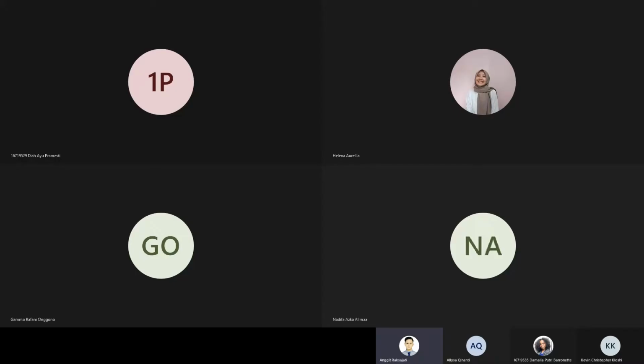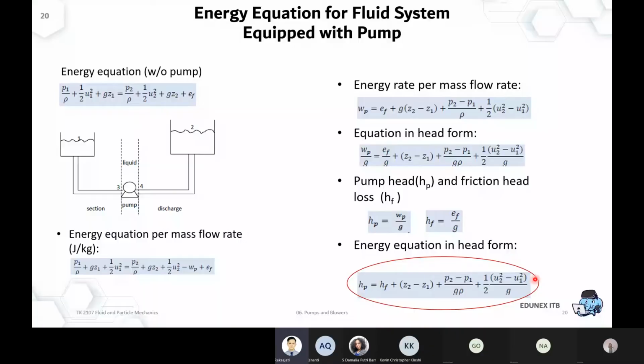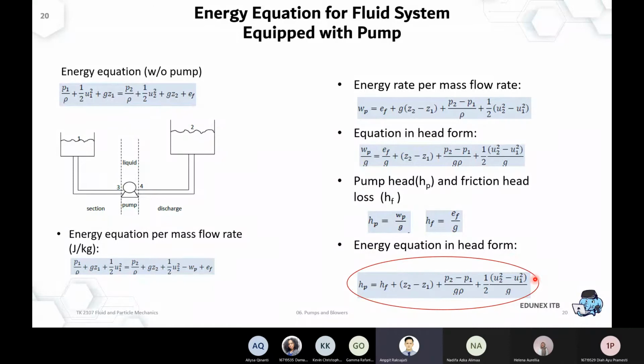Yesterday, so we will continue now with slide 20 about the energy equation for a fluid system equipped with a pump. Before we start, does anyone have questions about yesterday's content or material?